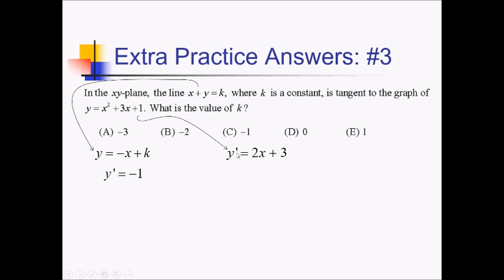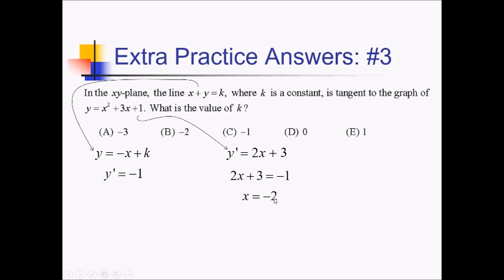Because if we know the x value, we can find the y value, and if we know the y value and the x value, we have enough information to plug in for these and figure out that mystery k value. So setting negative 1 and 2x plus 3 equal to each other, subtract 3, divide by 2, we've got negative 2 for the x value.